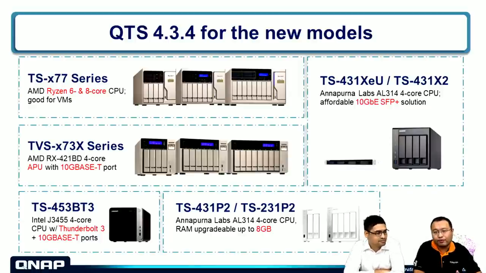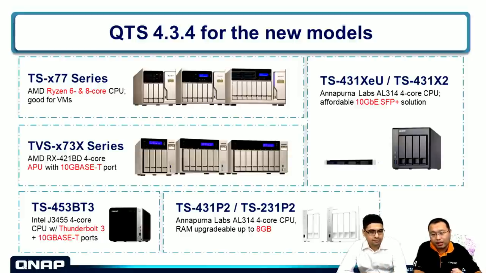It comes in 6-bay, 8-bay, and 12-bay, with very powerful Ryzen 6 and 8-core processors. Because of so many cores and threads, with threads doubled up to 16 threads, it's very good for running virtual machines and other powerful computing tasks. And then the middle one, the upcoming TVS-x73e series, is based on an AMD APU quad-core processor with a 10G BASE-T port. With that, you can easily deploy it in your high-speed business environment.